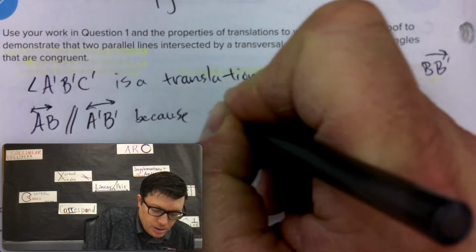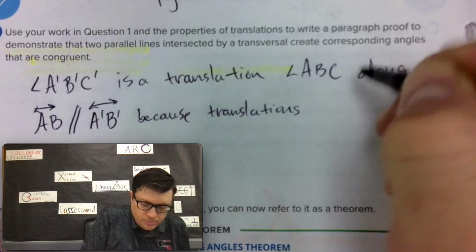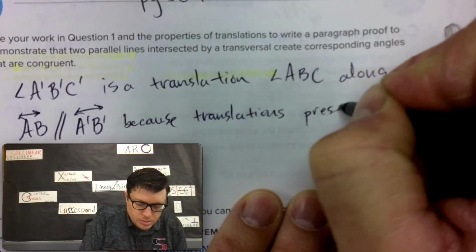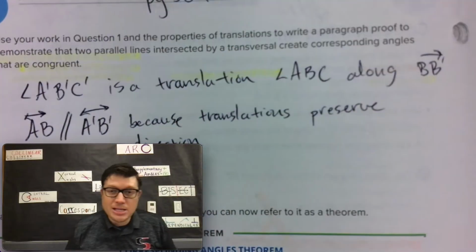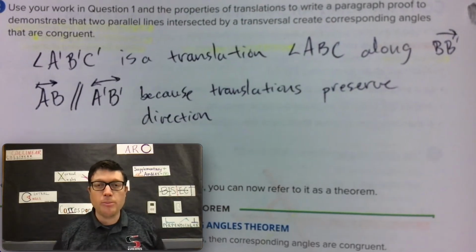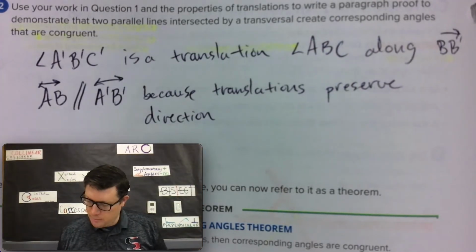Because translations preserve direction, and direction is what makes things parallel. If things are going in the same direction, then they are parallel because they'll never actually meet. They'd be going in different directions in that moment.